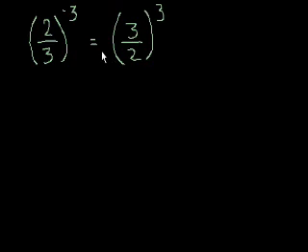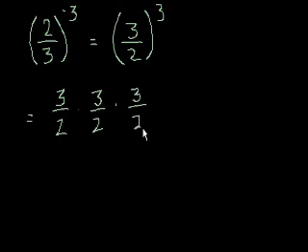So what changed between the left and the right side? The 2/3 I flipped, and I turned the negative 3 into a positive 3. And now this just becomes a level 1 exponent. This equals 3/2 times 3/2 times 3/2. And that equals 27/8. So that's interesting. 2/3 to the negative 3 is equal to 27/8. Let's do some more.